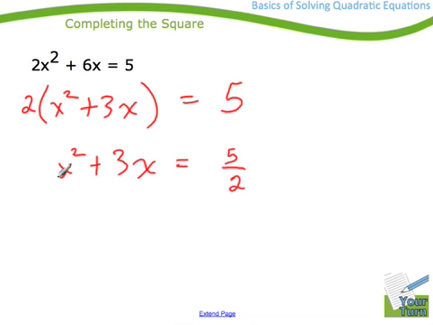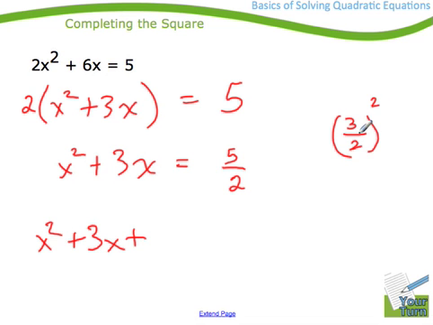Okay, so now I want to complete the square on this side. So x squared plus 3x plus, now to get this next number, I know I have to take 3 and divide it by 2 and then square it. So that'll be 9 over 4, because 3 over 2 squared is 9 over 4. Equals 5 over 2. Am I done? Hopefully you recognize that this is different, and so I need to also add that to the other side.